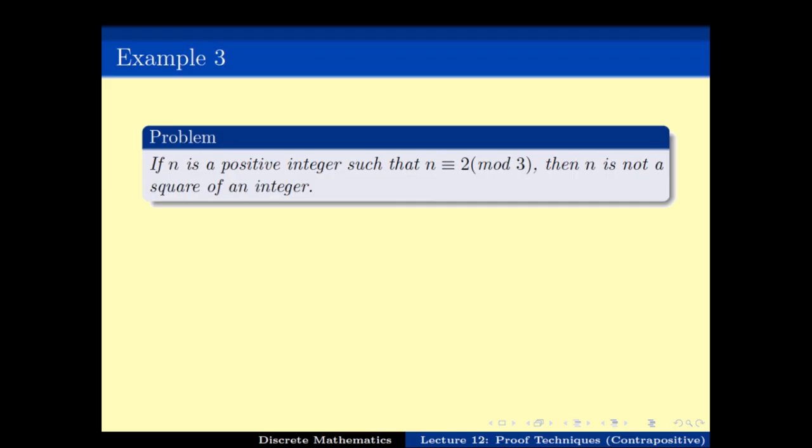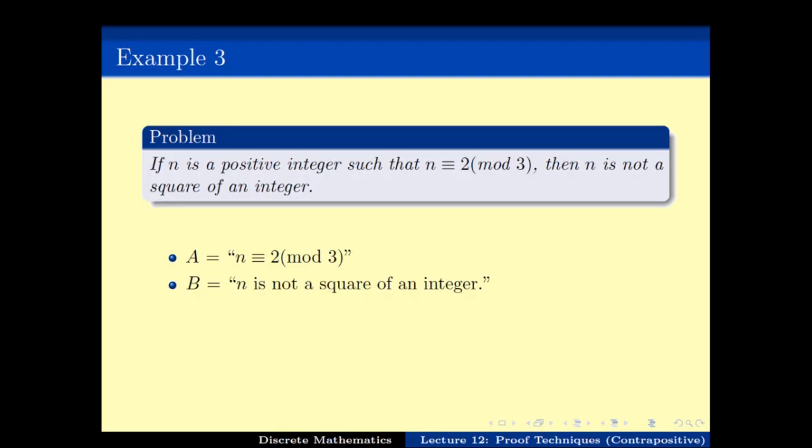Moving on to the third example. In this example, we say that if n is a positive integer such that n is congruent to 2 mod 3, then n is not a square of an integer. Now here, let's see what A is. A of course is saying that n is congruent to 2 mod 3. What is B? B says that n is not a square of an integer. Now in this particular problem, you can clearly see that there is no canonical way of splitting this B into C or D. So we have to work right away with that.